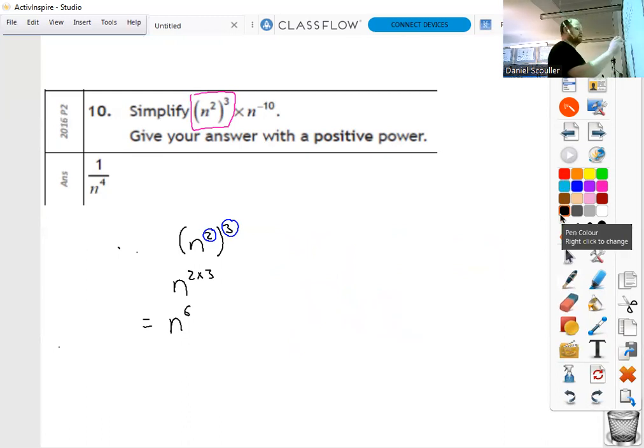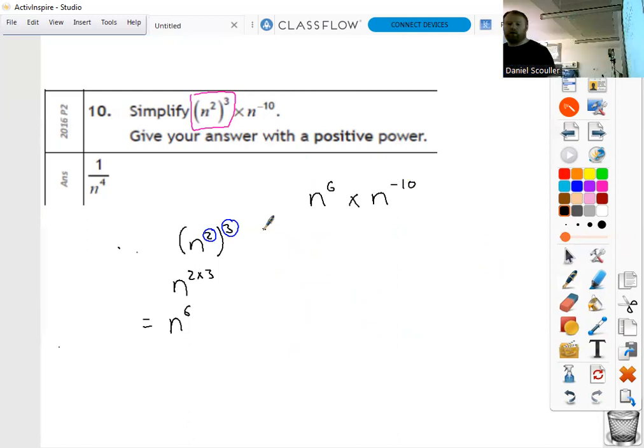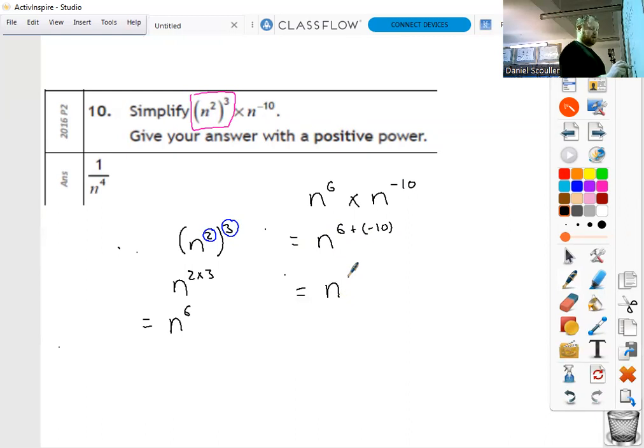So with that in mind, I can then rewrite that as n to the power of 6 multiplied by n to the power of negative 10. Now, just because that's a negative doesn't change the way that we work with this, because we're multiplying two index terms together, n to the 6 plus negative 10. Essentially taking 10 away, so we're getting negative 4.